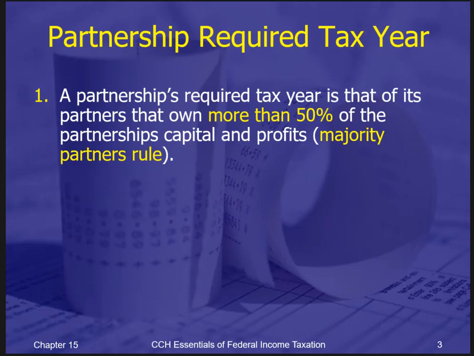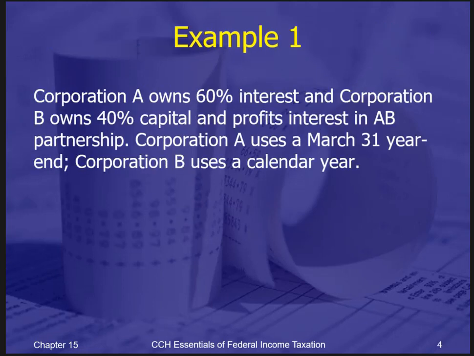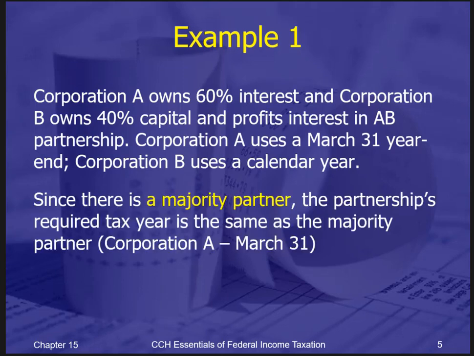Okay, first of all, we'll talk about tax year. You have to match your tax year with your majority partner as a first rule. So if you have corporation A and B, and A owns 60%, and they have a March 31st year end, then the partnership between A and B must use a March 31st year end.